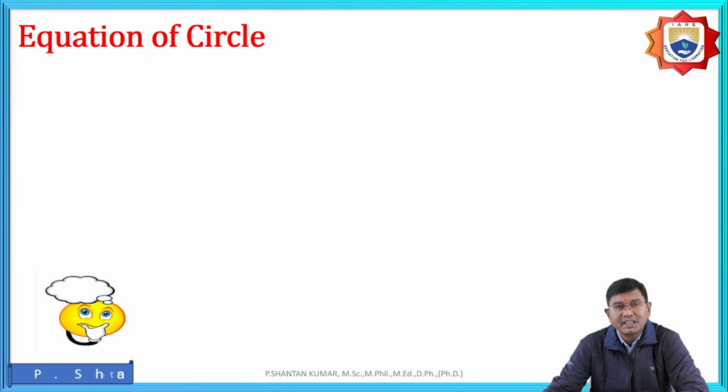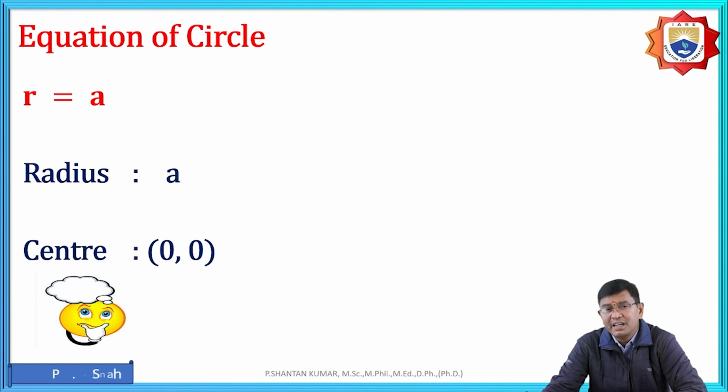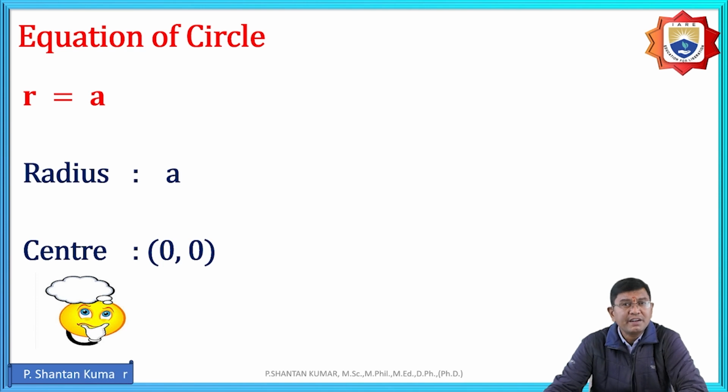What is the structure of the equation of a circle? For example, r equals a. We need to understand the meaning of r equals a in polar coordinates. If it is given as r equals 2, or r equals 3, or r equals 5, or r equals 1, whatever it may be, this is the meaning of r equals a.